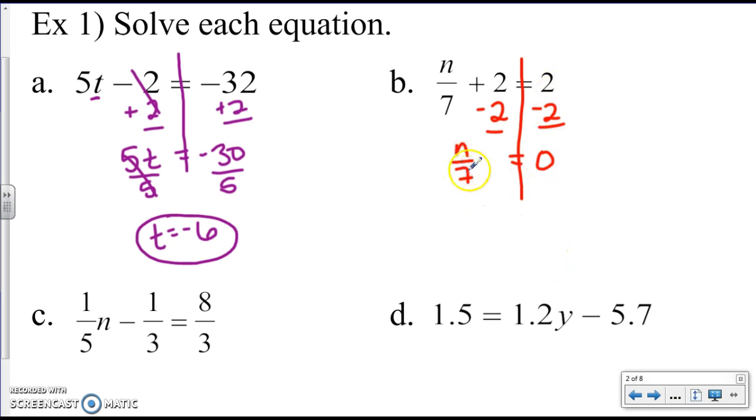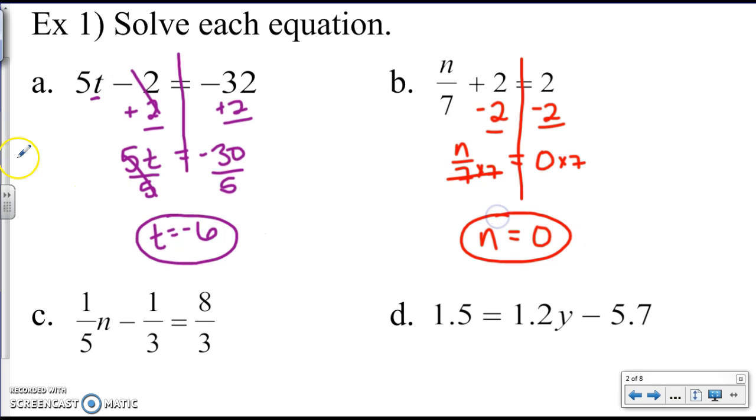Okay. The opposite of dividing by 7 is multiplying by 7. I don't usually use the x there, but I'm going to do that. So if I multiply by 7 on both sides, the left side cancels, leaving me with n, and then 0 times 7 is 0. So if we wanted to check this, we could plug it in, do 0 divided by 7, which is 0, plus 2 gives me 2.